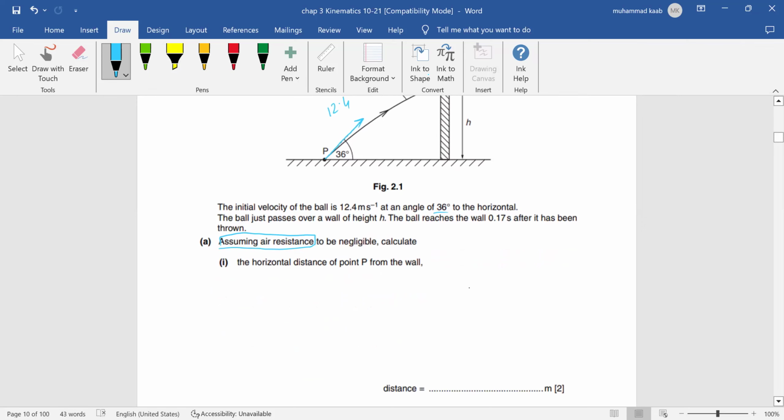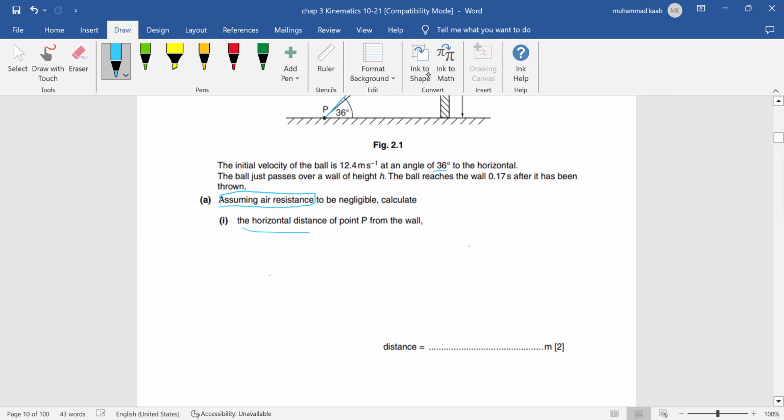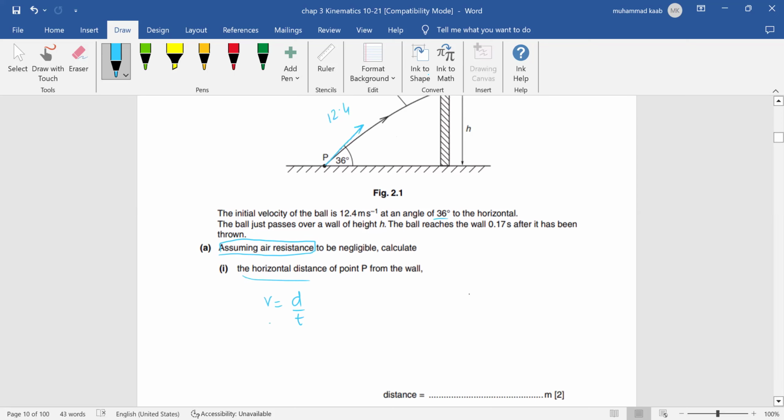Yes, Gulmina, what will you do? They're saying horizontal distance. Any idea? Gulmina, for horizontal distance, speed is equal to distance over time. Why is that? And why not the equation of motion? Because we have constant speed in the horizontal motion, right? We don't have any resultant force in the horizontal motion. That's why we are just using speed is equal to distance upon time, right? Getting?